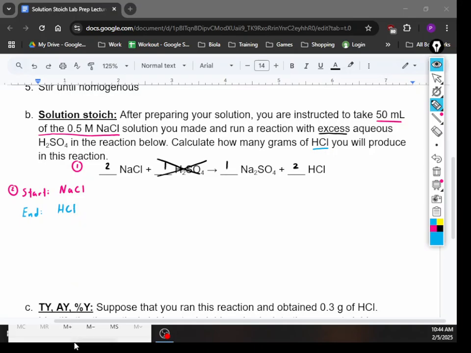Okay. Any questions on the starting and ending? Again, the starting is the one that has a lot of numbers associated with it. So the 50 mils, 0.5 molarity, that all has to do with NaCl. That's why NaCl is your starting. And then the question is asking how many grams of HCl. So you're looking for HCl.